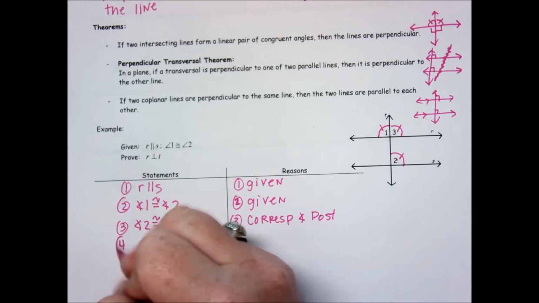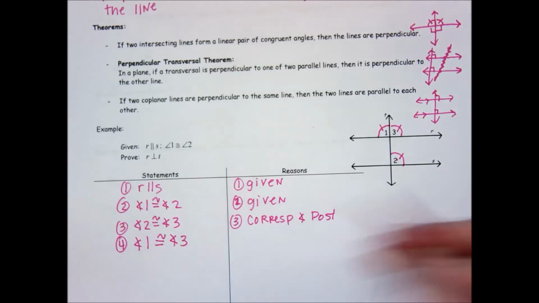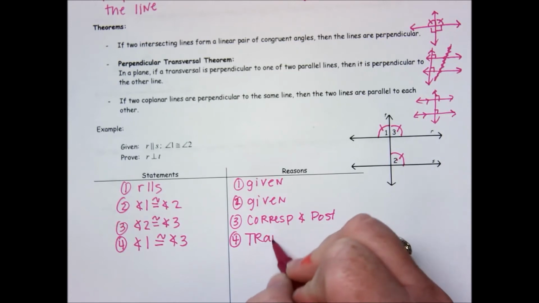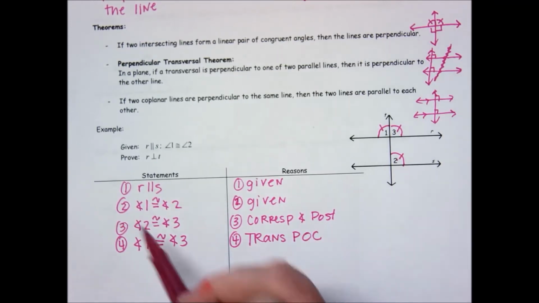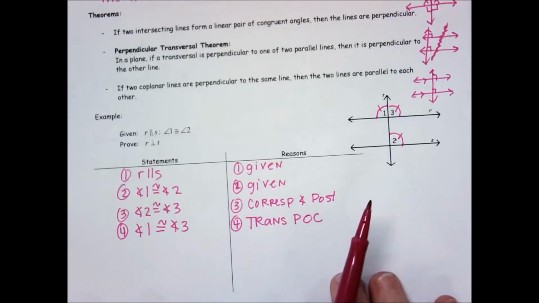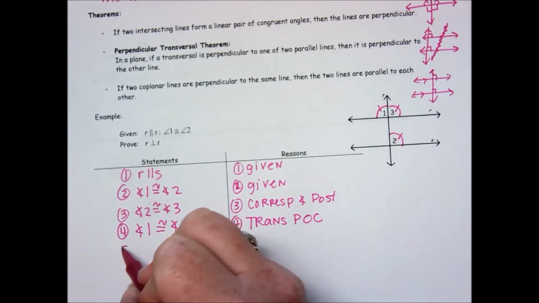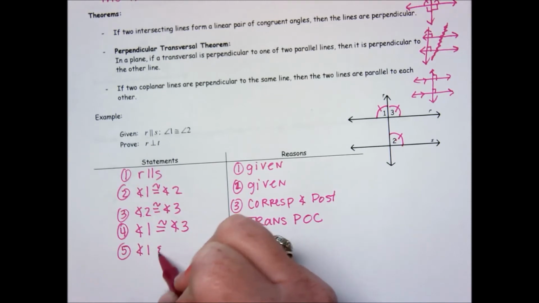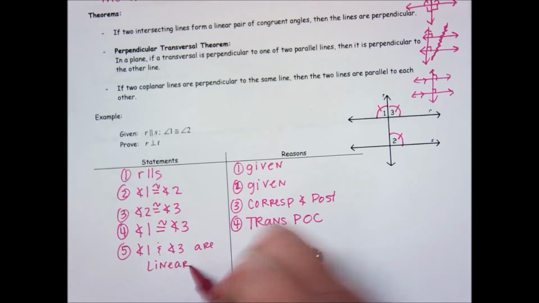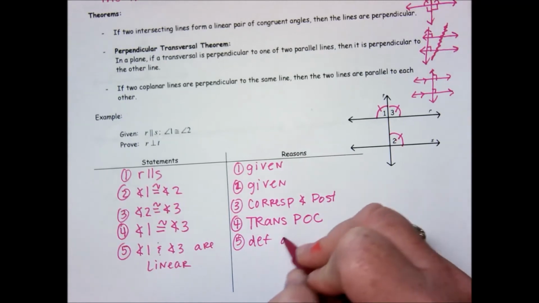So from there, I can say that angle 1 is congruent to angle 3 because of the transitive property of congruence. 1 to 2 and then 2 to 3, so 1 to 3. So now that I know that angle 1 and angle 3 are congruent, I also know that angle 1 and angle 3 are linear pairs. And we know that because of the definition of a linear pair. If two angles form a straight line, then they're a linear pair.